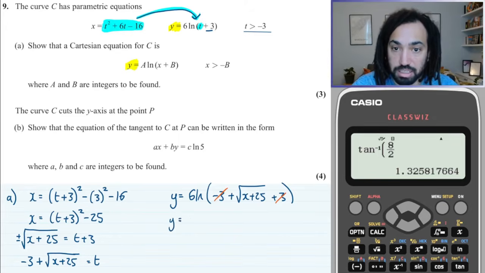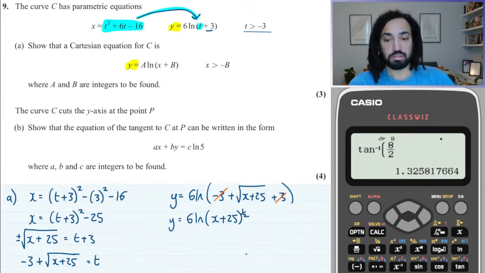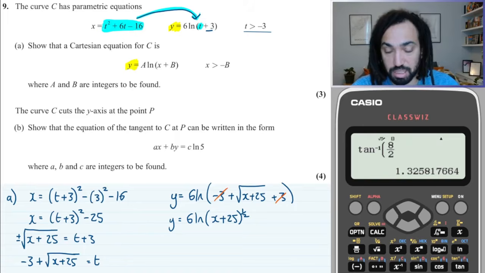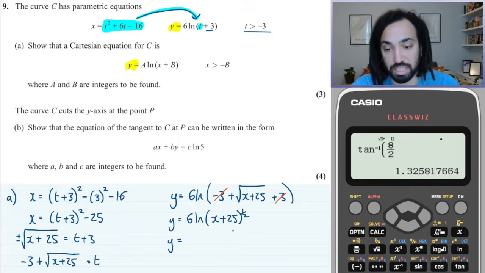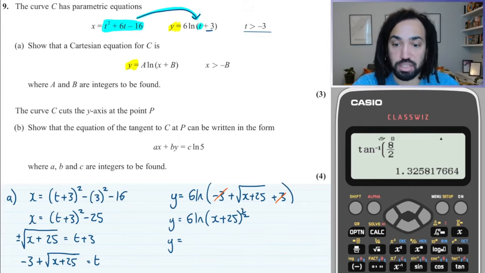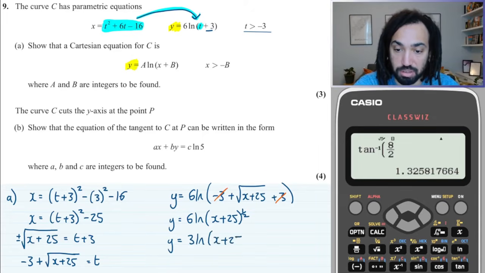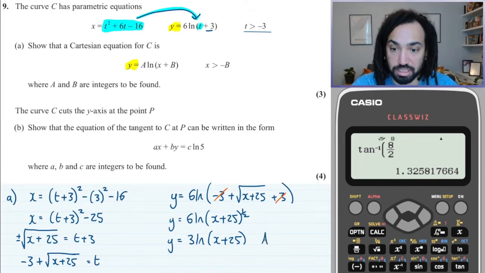So we have that y is equal to 6 ln of (x plus 25) to the power of a half, because the square root function is the same as raising something to the power of a half. And then by ln rules, if we have our input to the power of something, we can bring that down and it becomes the coefficient. So we multiply the coefficient by half here and get 3 ln of (x plus 25). And that is exactly what we're looking for. It says A and B are integers to be found, so let's just say that A is 3 and B is 25.